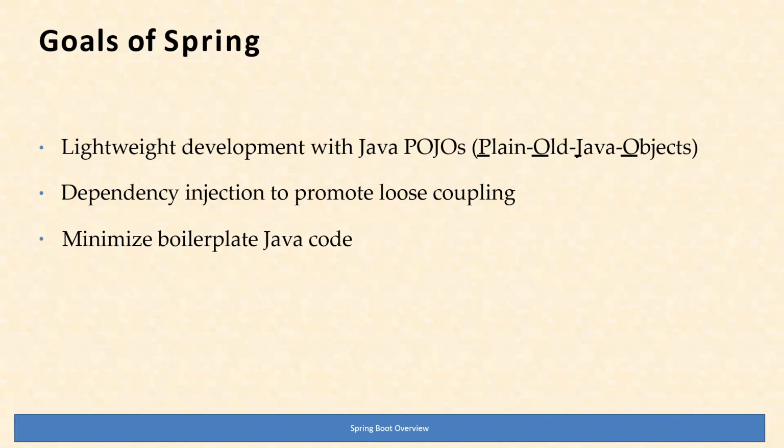Lightweight development with Java POJOs. POJO is a plain old Java object. Just a Java class is a POJO. A Customer class with customer data, and getters, setters, constructors, toString, and all the boilerplate code. If you want a Student class with student data and setters, getters, constructors, and all these things, the class that we write like that is called a POJO.